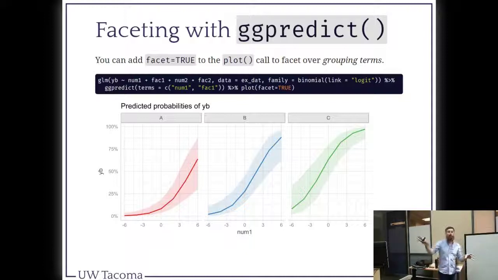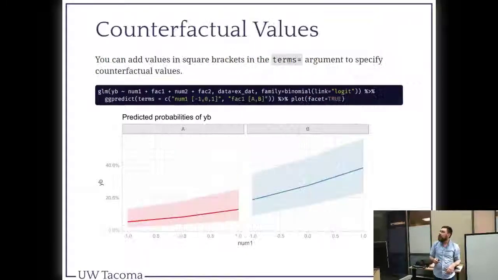And because this is a ggplot object, I could add themes to it. I could do plus and add any ggplot layer to it. I could change the themes, I could change the labels, everything just by adding plus something to the end of it. This is a much better way to do these sort of counterfactual value plots than base R methods. Yeah. Okay.